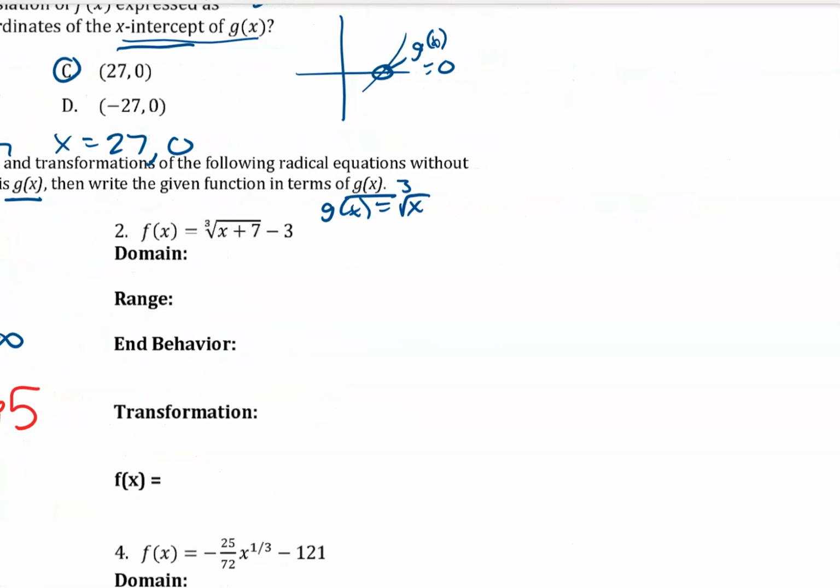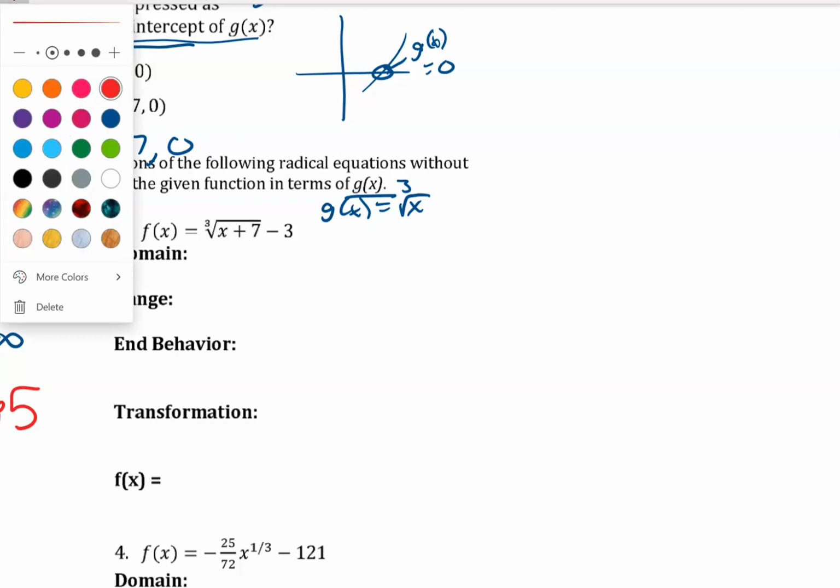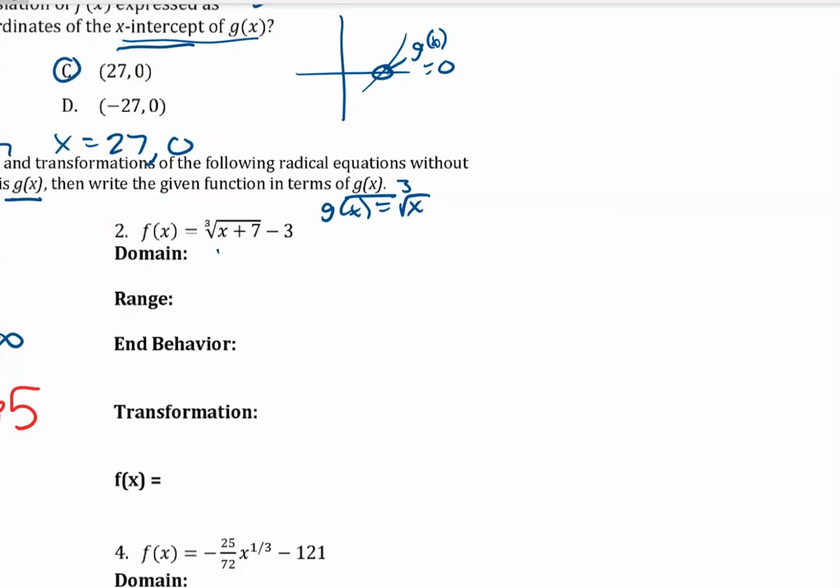Problem number 2. Cube root. I can have positive or negative numbers inside of a cube root. So x is unrestricted. My domain, my x values, could be any real number, all real numbers. My range, again, unrestricted. If x is a large negative number, my cube root is a large negative number. I subtract 3, it's still a large negative number. If x is a positive number, cube root of a positive number is positive. If it gets really big, minus 3 means nothing.